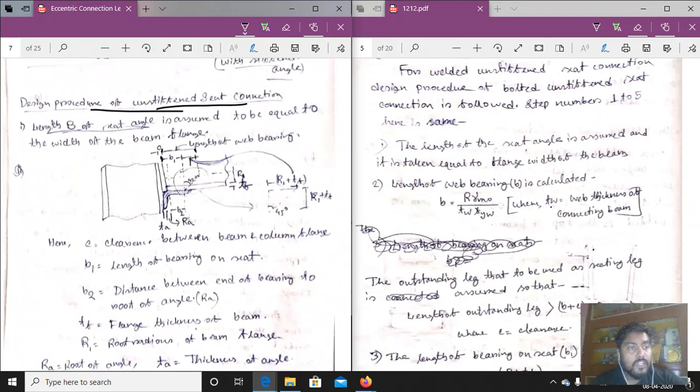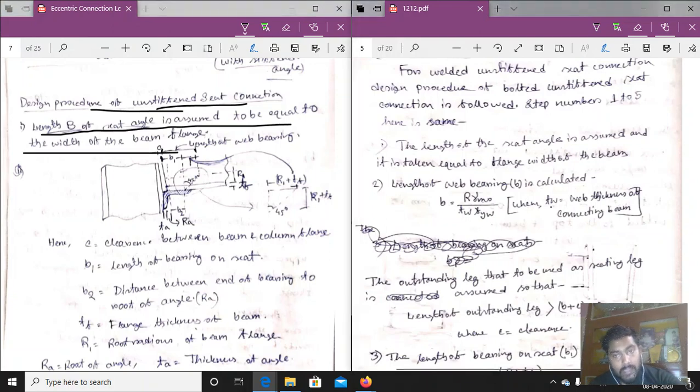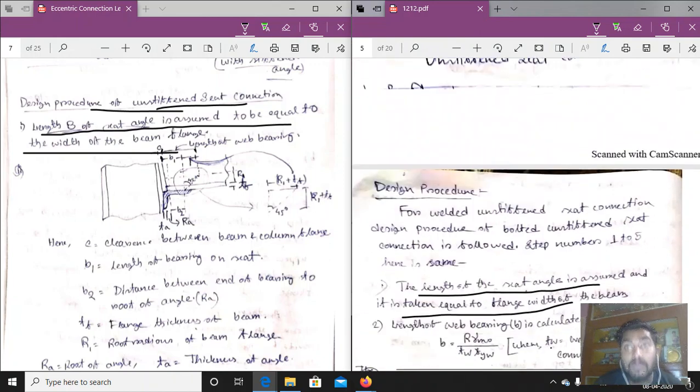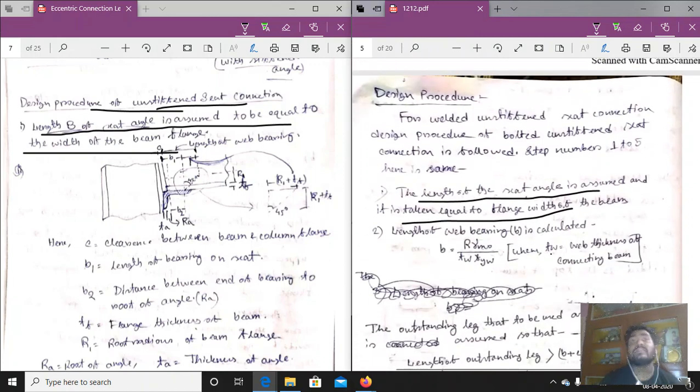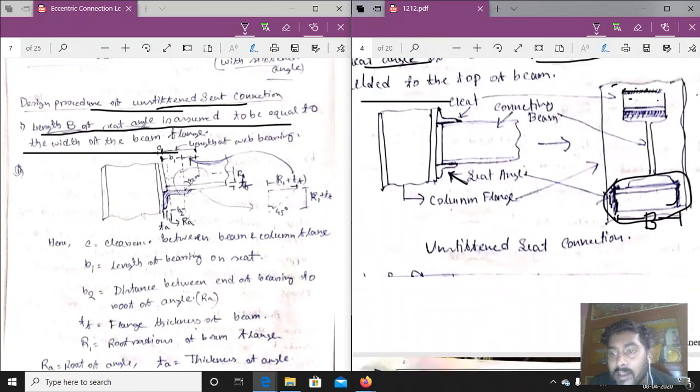The first procedure is that the length B of the seat angle is assumed to be equal to the width of the beam flange. It is similar here also: the length of the seat angle is taken equal to the flange width of the beam. If we know the flange width of the beam, which will be provided to us, we can determine the length of the seat angle. That will be the length of the seat angle, the B value.